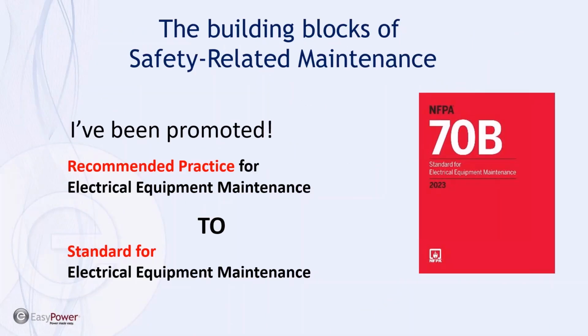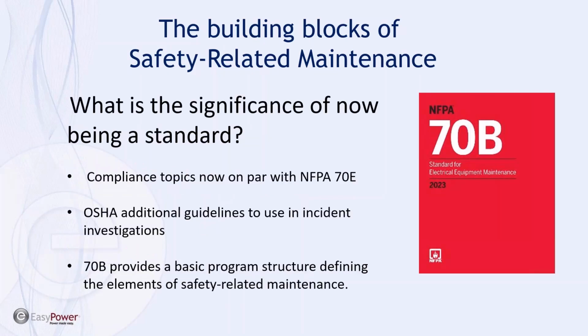So now, as of today, we're bringing forth the 2023 release of the 70B standard, and in there, the document itself received an entire promotion from the NFPA. So rather than being titled Recommended Practices for Electrical Equipment Maintenance, it's now a standard, and that's a really big deal for what we should be considering. And again, let's take a quick shot at what is the significance of that. Well, first of all, the elements of the 70B standard are now, frankly, from a compliance standpoint, on par with NFPA 70E requirements for organizations.